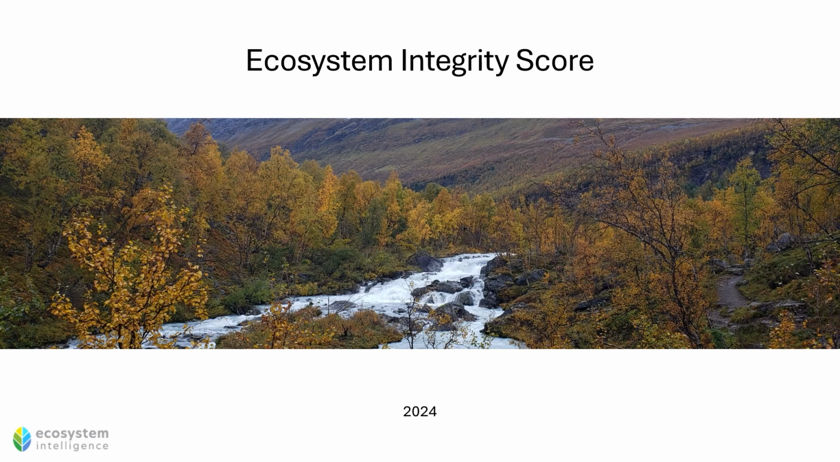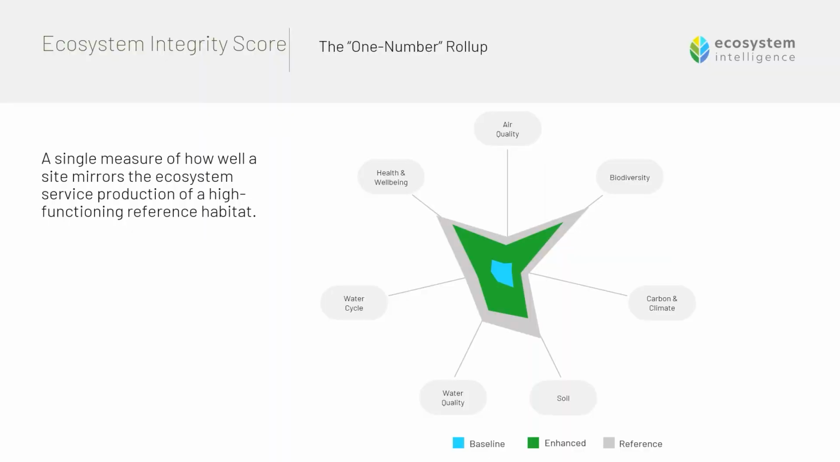In this video, I am going to discuss an important output that the Ecosystem Intelligence Platform provides to users, the Ecosystem Integrity Score. We believe the Ecosystem Integrity Score represents a critical step in helping users understand how to design with nature in mind and produce nature-positive outcomes.